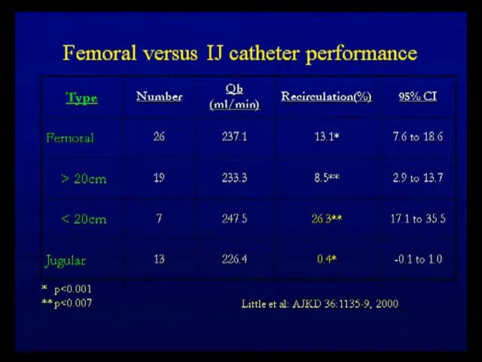And this is another study which looked at the femoral versus IJ catheter performance, and I would like you to focus on the recirculation rate. So if you're using the shorter femoral catheter, especially less than 20 centimeters, the recirculation is as high as 26.3%, whereas with the longer catheters it's about 8.5% only, and the least is obviously with the jugular catheters, and it's for this reason again that these are the currently recommended catheters for central venous access in children.